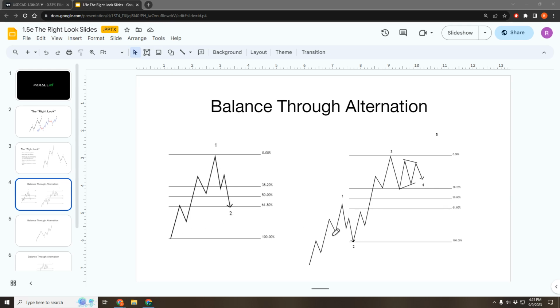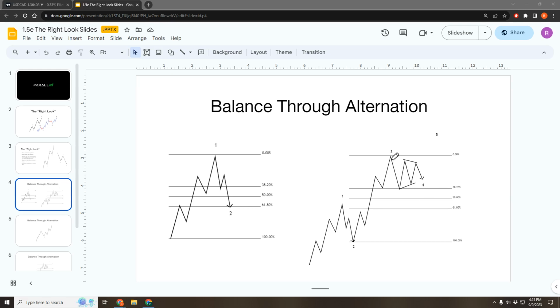So if we continue to project this same 1, 2 here, so 1, 2, 3, we continue to track this impulse as it develops, using what we know about the guideline of alternation and the balanced, rounded right look. What can we expect for wave 4? What would be an ideal pattern in this wave 4? Well, in this example, maybe we get something like a triangle. And why is this balanced? Why does this fit that criteria of the right look and giving us a very favorable trade setup?